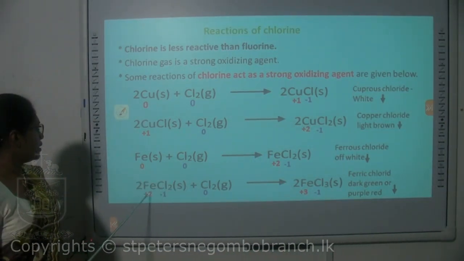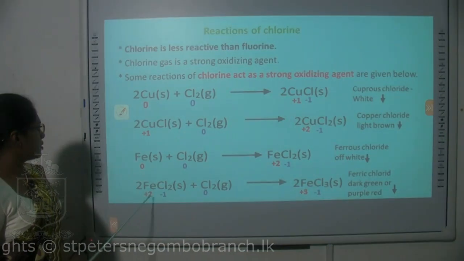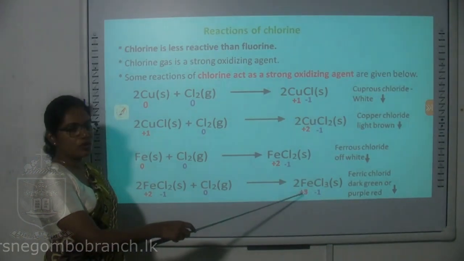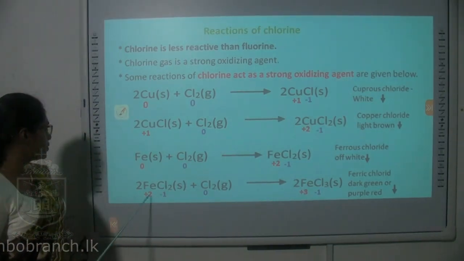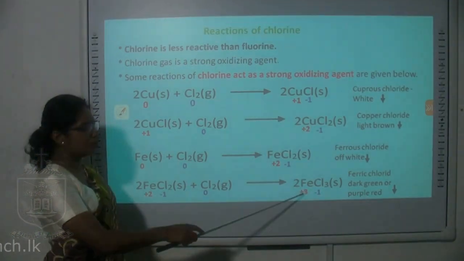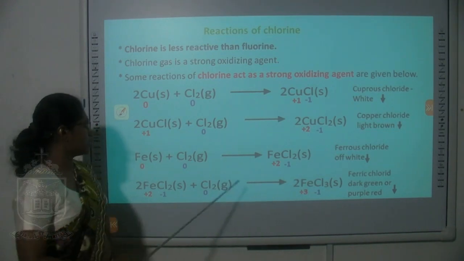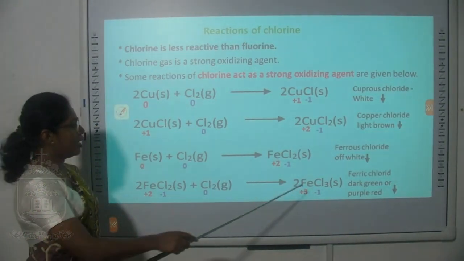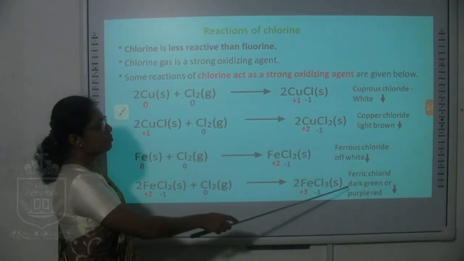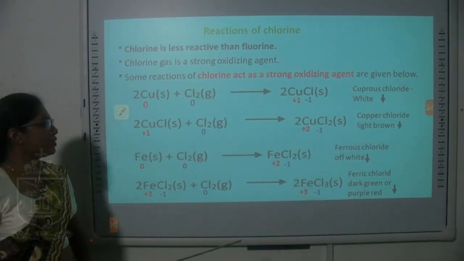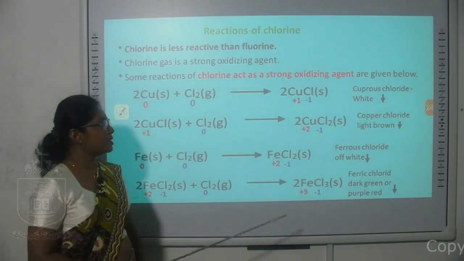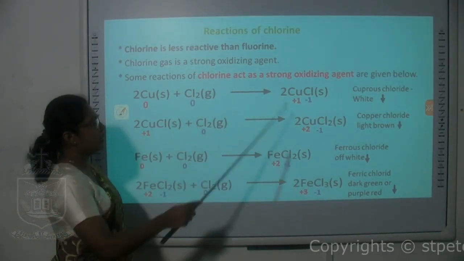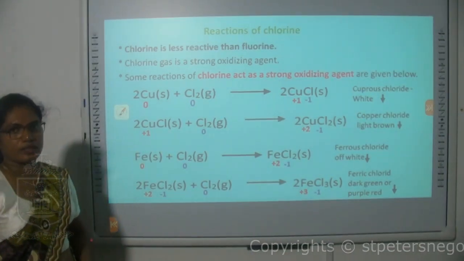And here ferric chloride, ferrous oxidized to ferric, here Fe +2 and here Fe +3. It has oxidized and chlorine has reduced and formed the dark green or purple red precipitate. So you can see how chlorine acts as an oxidizing agent.